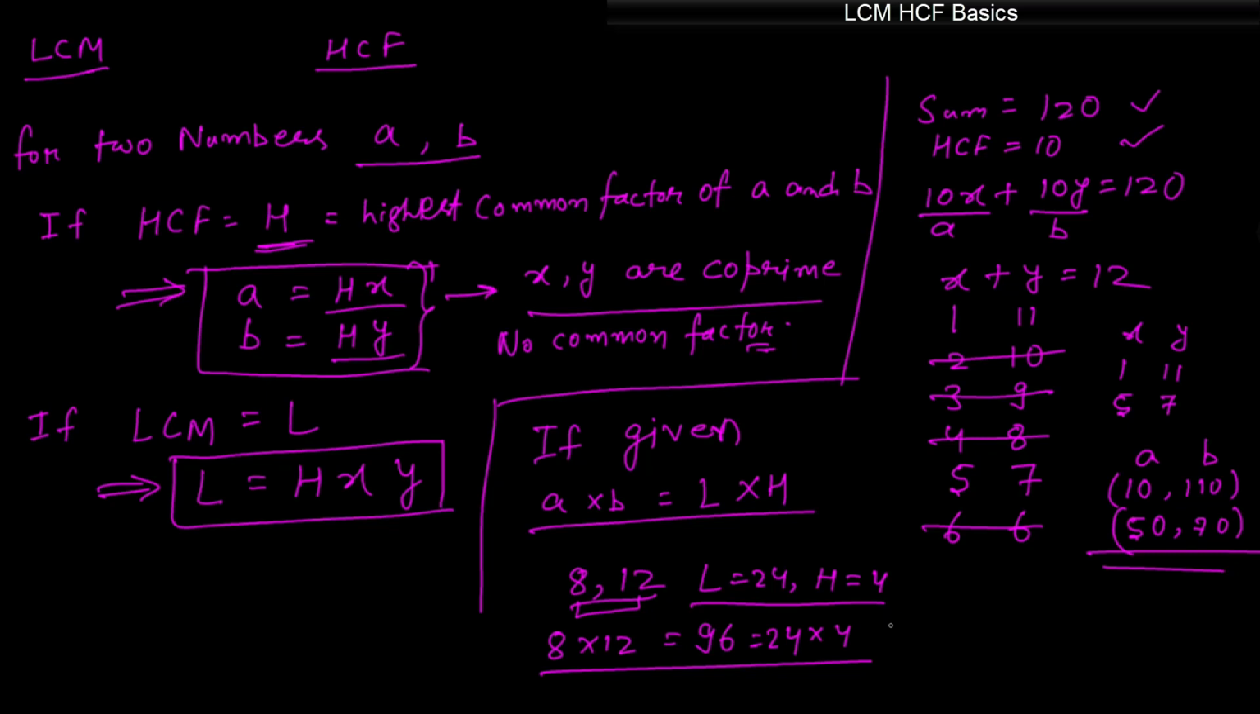It doesn't mean that you can take any pair. You cannot take 48 and 2, and you can't say that 48 is LCM and 2 is HCF. No. If LCM and HCF are given, then you can say that their product is equal to the product of numbers. So there is a validity issue. Just be careful about it.